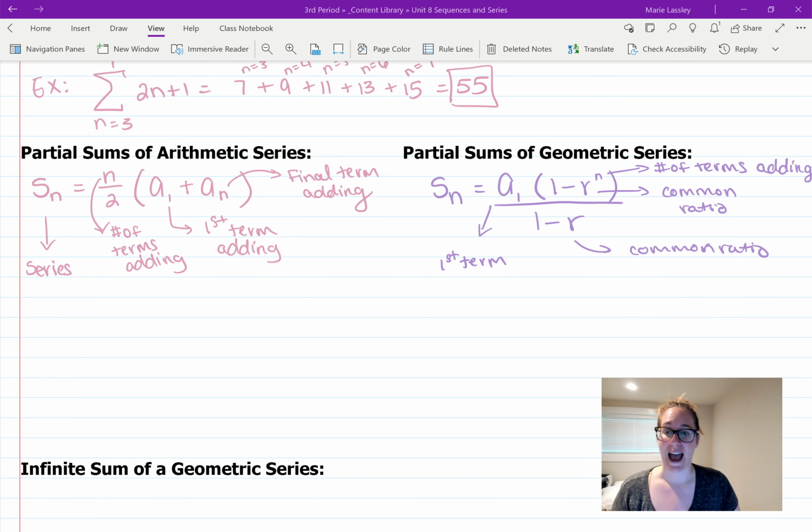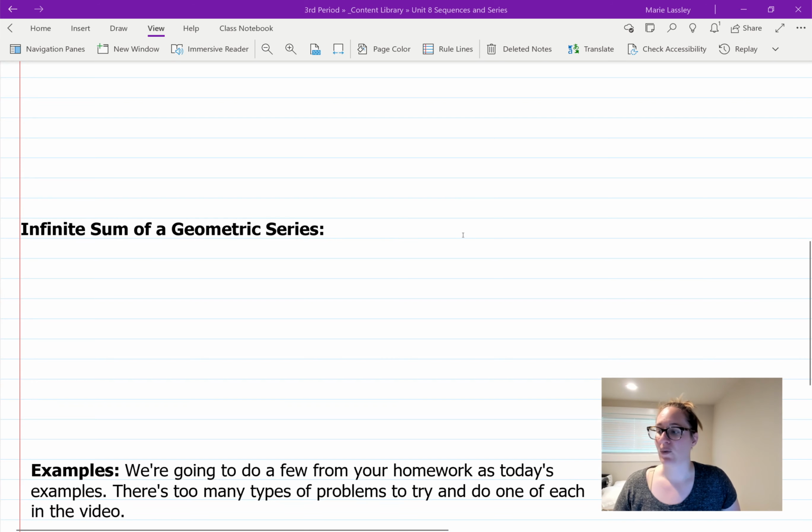And so that's when we have this infinite sum. So in a geometric series, you can eventually add up to one specific number. And so we would say you converge to one value. All right, and it's actually pretty easy to figure out if a geometric sequence is going to have an infinite sum. All right, so here is the check.